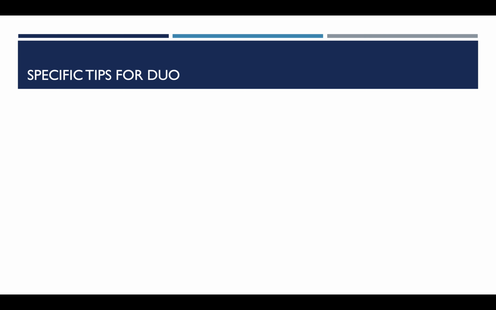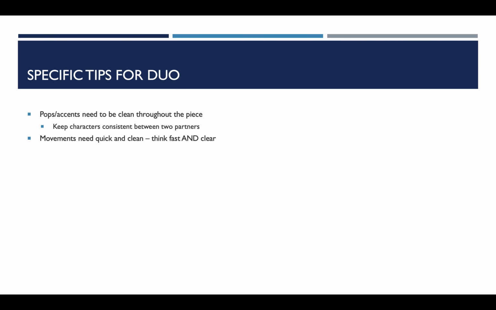For duo, pops and the accents need to be completely clean throughout the piece. You want to make sure that your characters are super consistent between the two partners. Whatever we've been talking about for DI and HI, those carry over, okay? Cleanliness of pops, cleanliness of morphs, all of that is super important and crucial for duo. Movements need to be quick and clean. Again, think fast and clear.